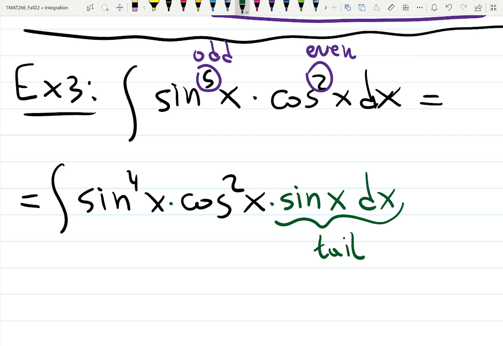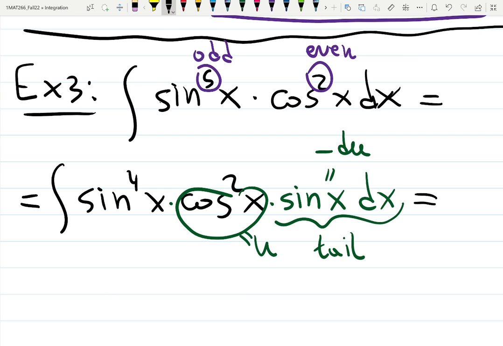Cosine, but negative. So it's plus or minus. So this will be minus du. So if sine x dx is minus du, then u should be cosine. So we know this is going to be u. Then it will be u squared du. But what to do with sine to the 4? I would like to convert it to cosine to make it u as well. And we know how to do that. The same thing we just did.